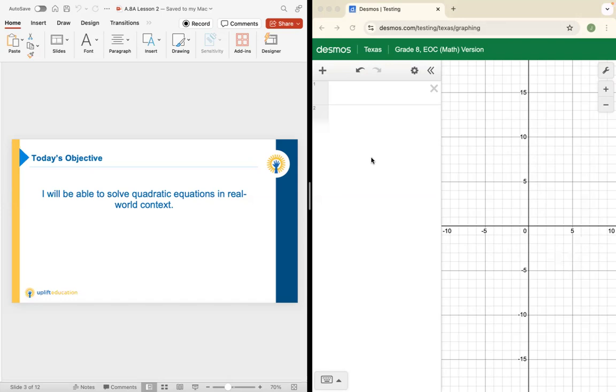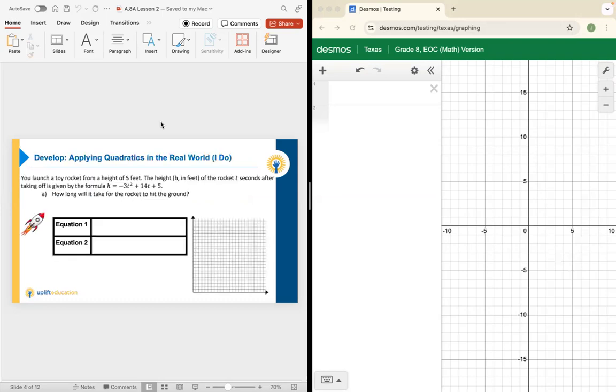Let's go over today's objective. I'll be able to solve quadratic equations in real world context. So just like in the previous lesson, we learned using our graphing how to identify the solutions. Today, we're going to be identifying solutions with real world context. So let's look at our first problem.